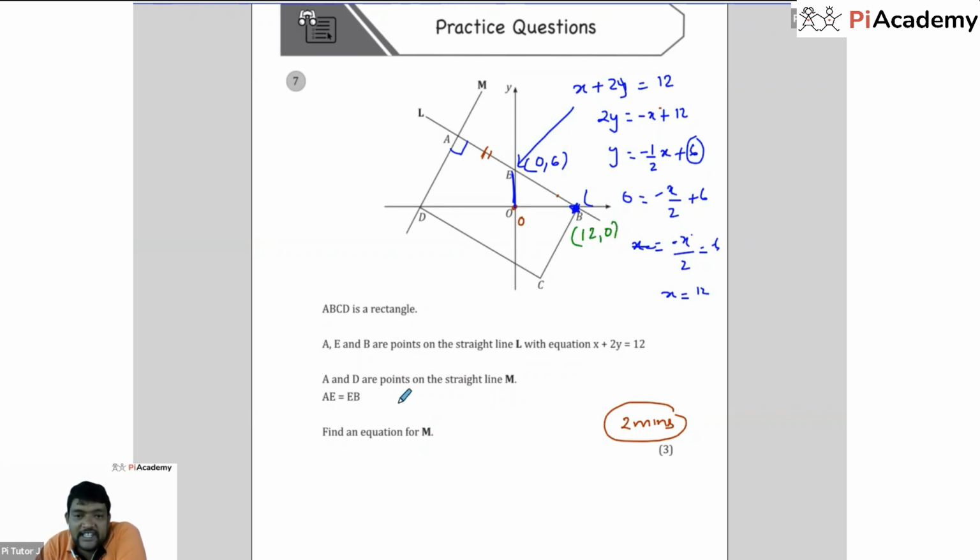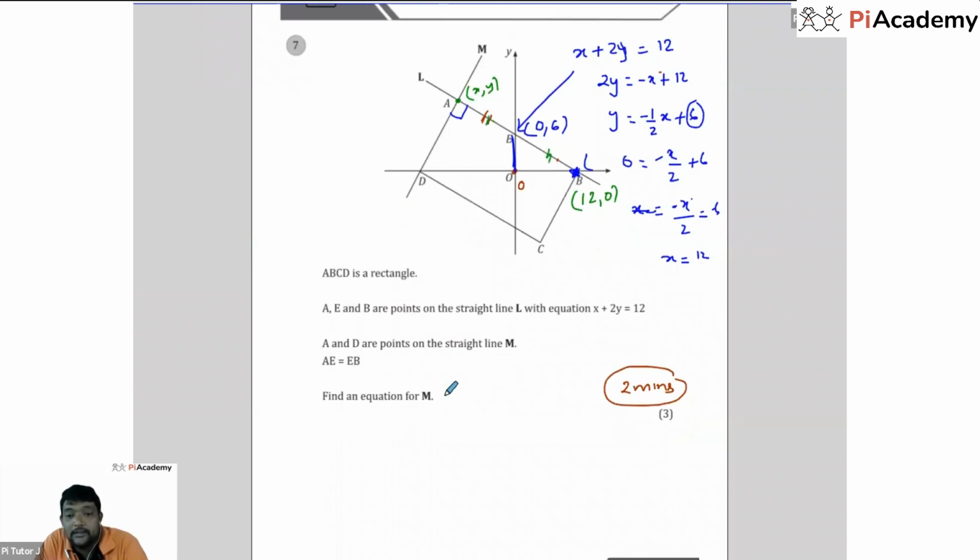Now you're asked to find the equation of m. Now let's find this point as well. Let's take this as x comma y. Now he says AE is equal to EB. So therefore, E is the middle point between A and B. So let's use the midpoint. You know how to find it, right? So what would be the x comma y? 0 comma 6 is the midpoint. So you have x plus 12 over 2 is equal to 0. So x is equal to 2 times 0, which is 0, minus 12, right?